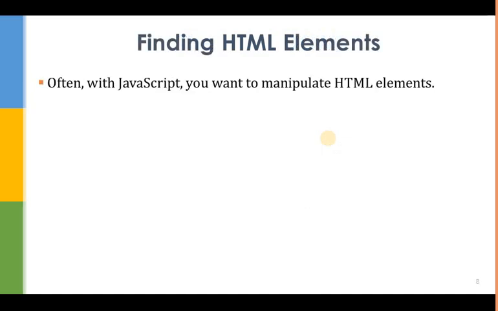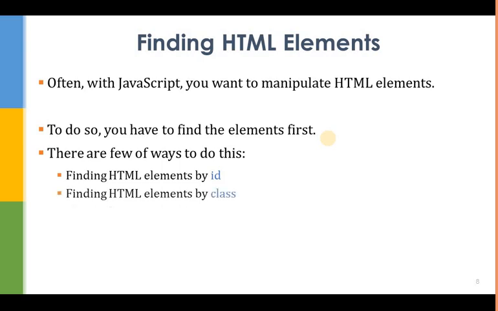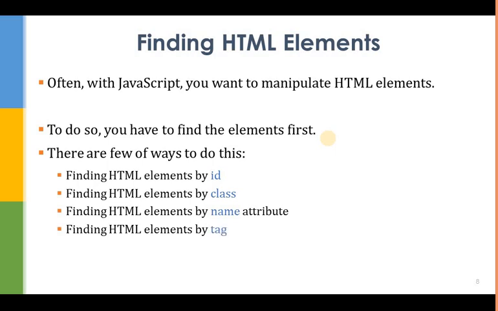Now, if I want to find an HTML element using DOM, how can I do that? You have to find the element first. So how can you find an element? By finding an HTML element by ID. After that, you can find an HTML element by class. After that, you can find an element by using name and using tag.